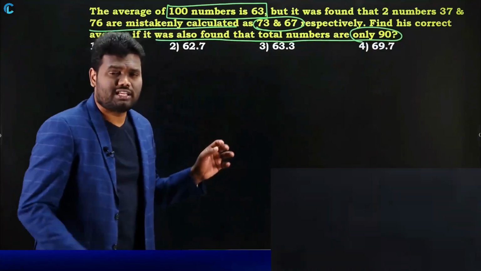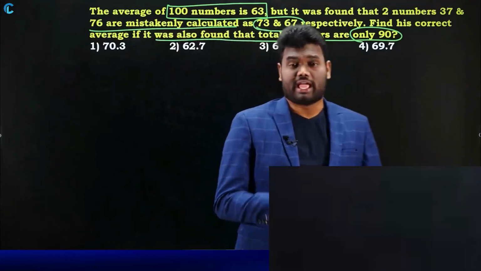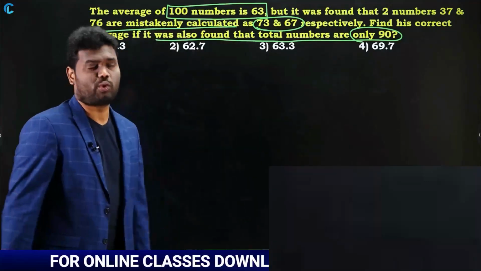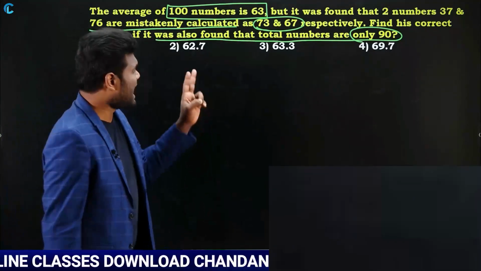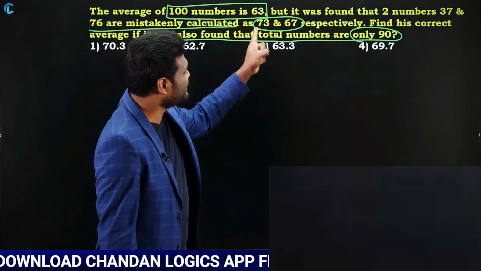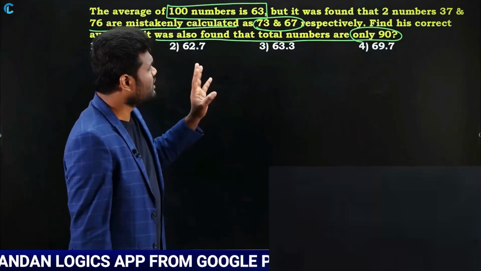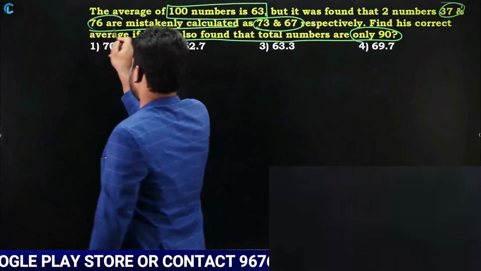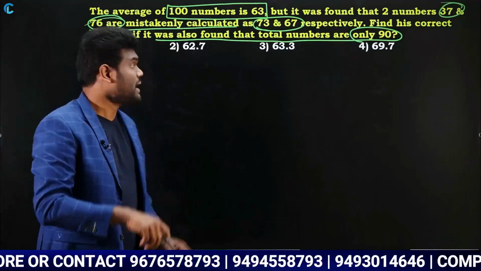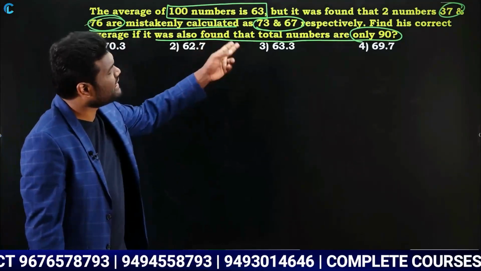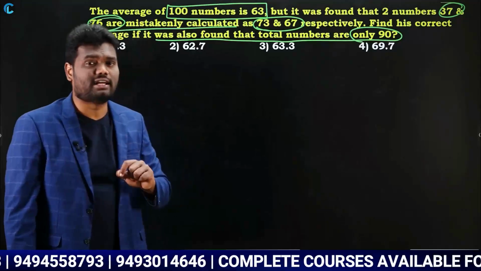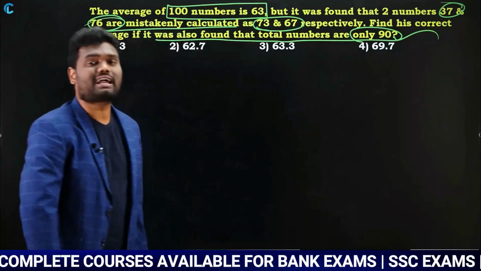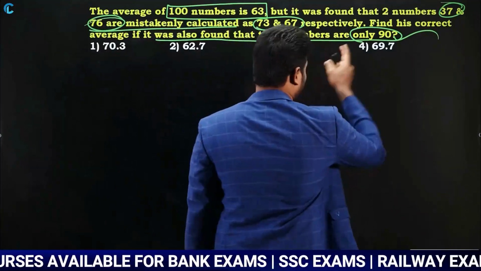Look here. Now this question is a little different when compared to the previous question. In this question, what they are saying is the first boy calculated for 100 numbers. Out of these 100 numbers, what happened? 2 numbers were wrongly taken. Actual numbers are 37, 76, but mistakenly calculated as 73 and 67. And it is also saying that the numbers are not 100. We have only 90 numbers. What is the correct average? That is your question. Okay, let us look at that. So 2 numbers are what?